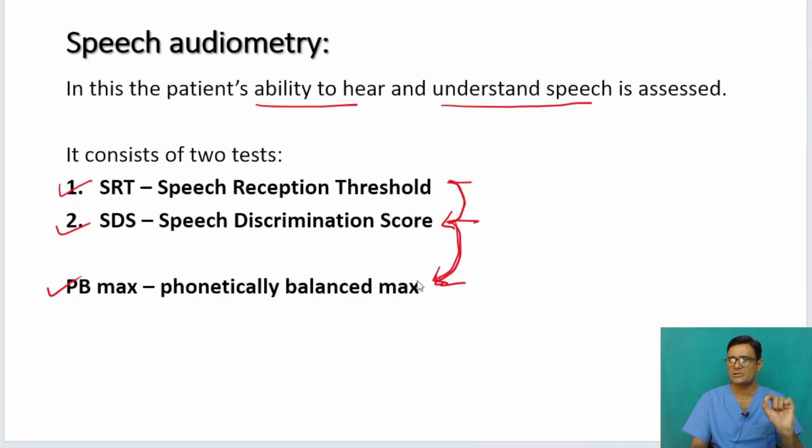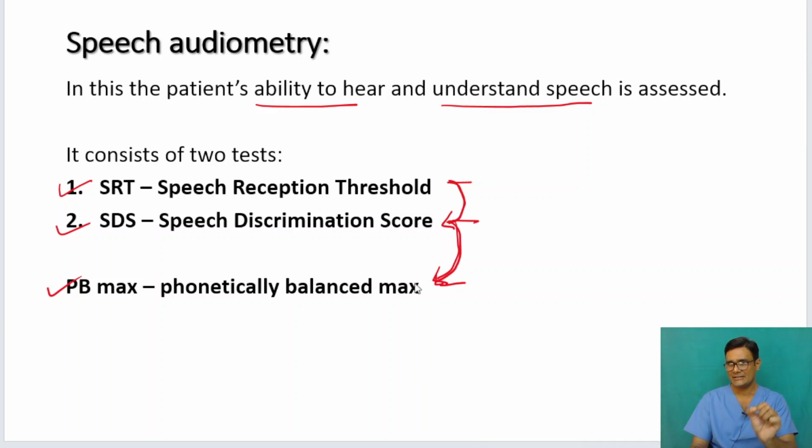And then for speech discrimination score, what did we do? We took a single intensity. What is that intensity? 30 decibels above speech reception threshold. What is speech reception threshold? As we already said, it is the intensity at which the patient can repeat 50% of the words given to him. Okay, now you go one step further.